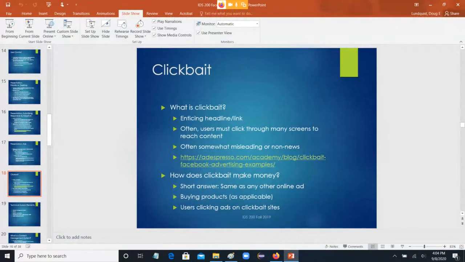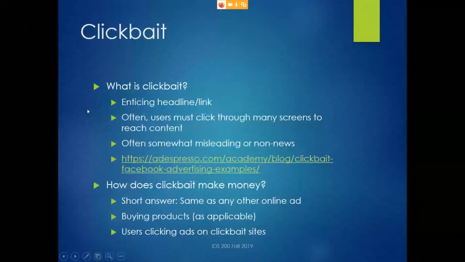So how do they make money? Well, short answer, same as any online ad, right? The usual model, somebody clicks on the ad and the people who are running the ad, the advertisers, they pay the website where the clickbait is. So either people buy products and that's the justification for the ad, or sometimes clicks that lead to networks of other clickbait sites, right? And they figure they'll give you a tiny fraction of that.